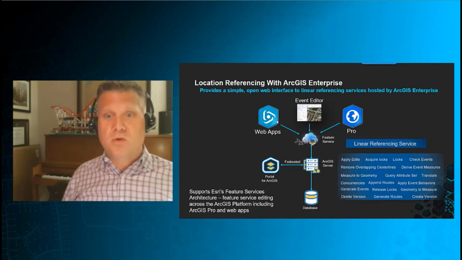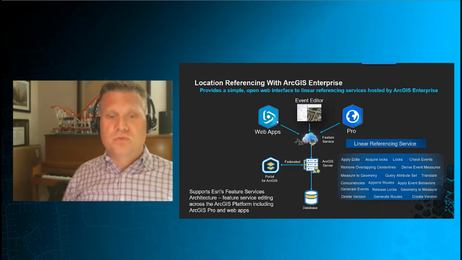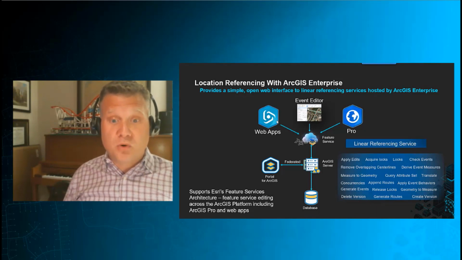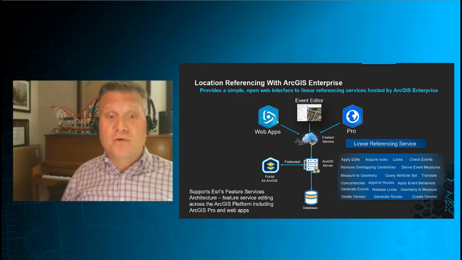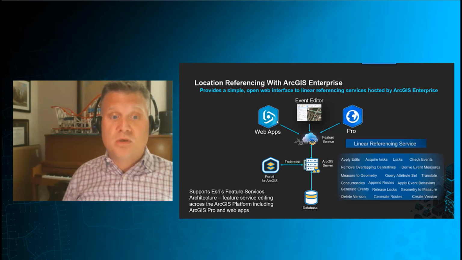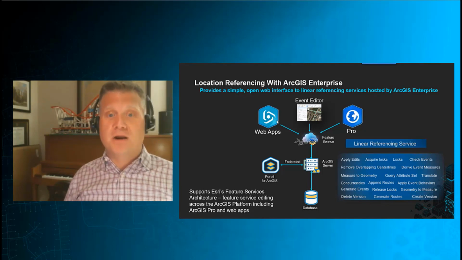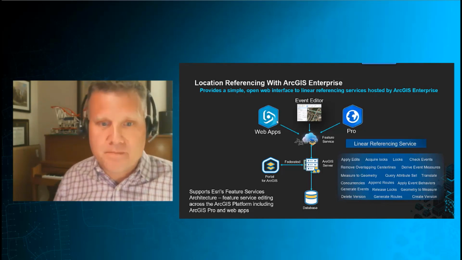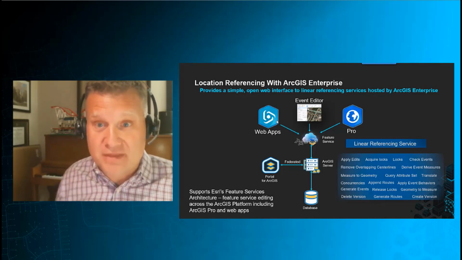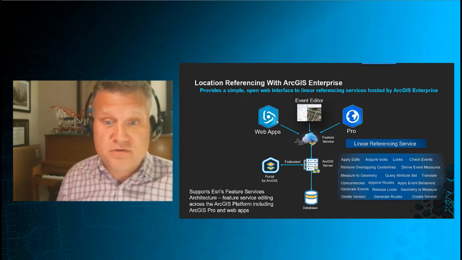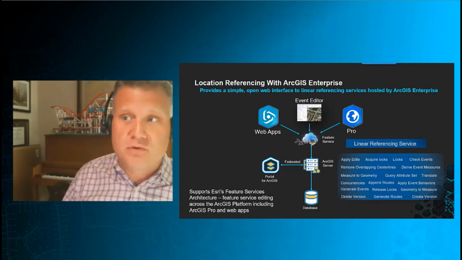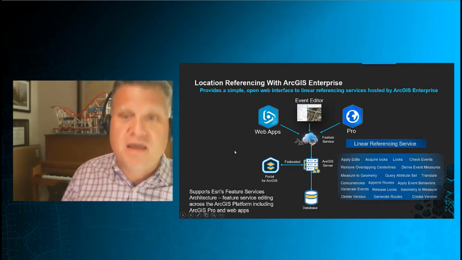So Pro is where we model and maintain all the geometry, and then the server, which is federated to our portal, allows us to manage all the events. And then the portal acts as the gatekeeper. It essentially controls the named users and access control to the hosted feature service that we're going to be accessing through the event editor and through Pro.